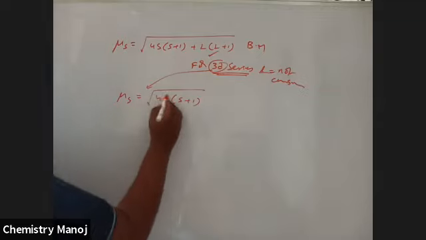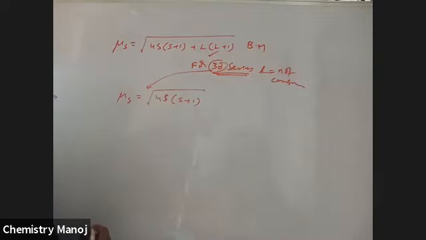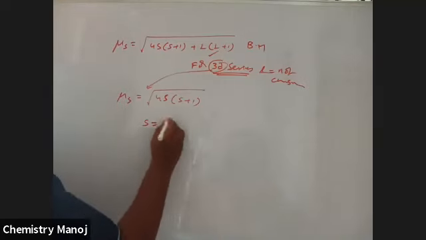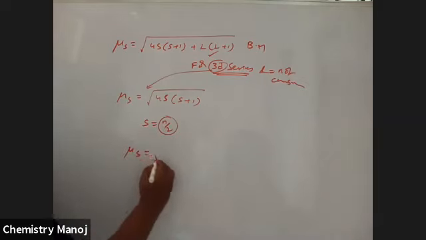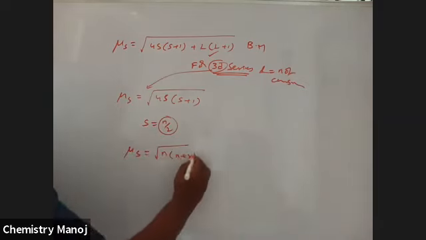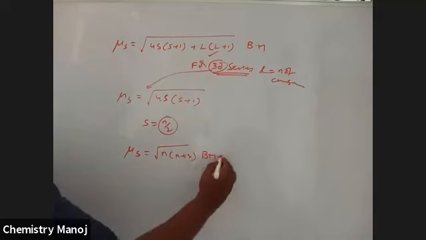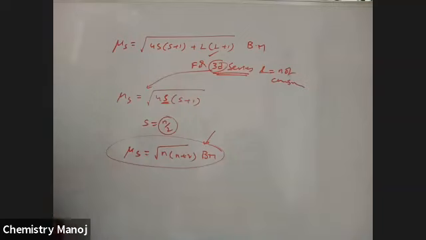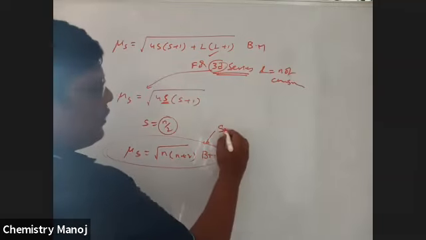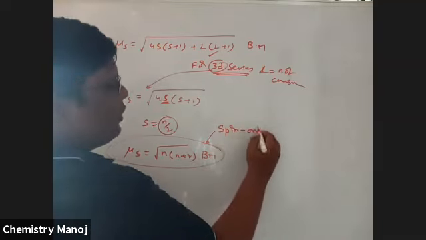So here S is the total spin. Take S is equal to n by 2, total spin. Therefore, mu S is equal to under root n into n plus 2 Bohr magnetons. This is the formula we use. Here only spin is considered. That's why this formula is called the spin only formula.